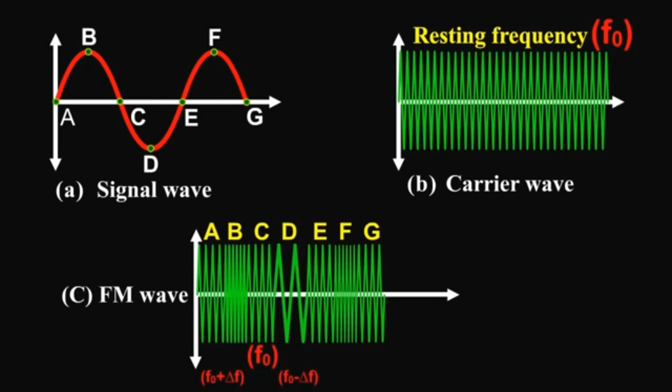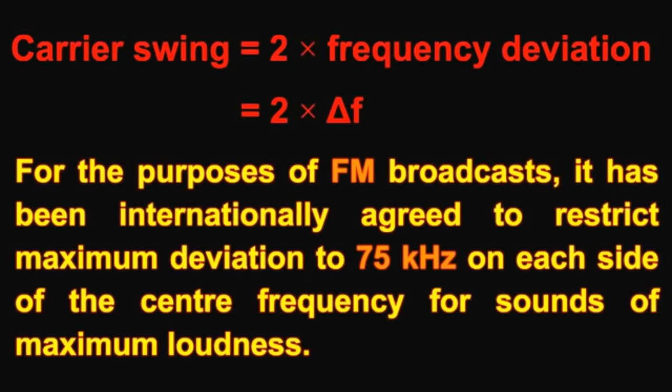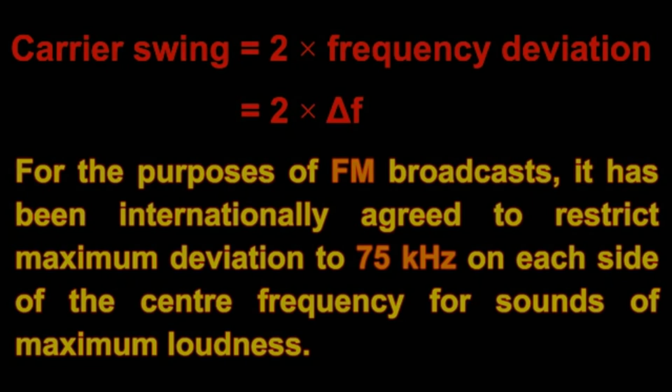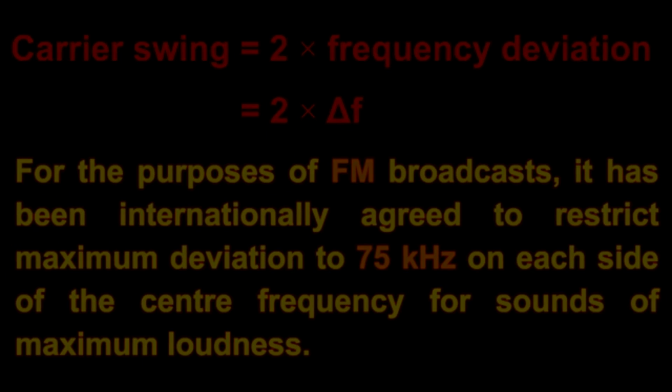The change or shift either above or below the resting frequency is called frequency deviation del F. The total variation in frequency from the lowest to the highest is called carrier swing CS. Hence, carrier swing is equal to 2 into frequency deviation, so 2 into del F. For the purposes of FM broadcast, it has been internationally agreed to restrict maximum deviation to 75 kHz on each side of the center frequency for sounds of maximum loudness.